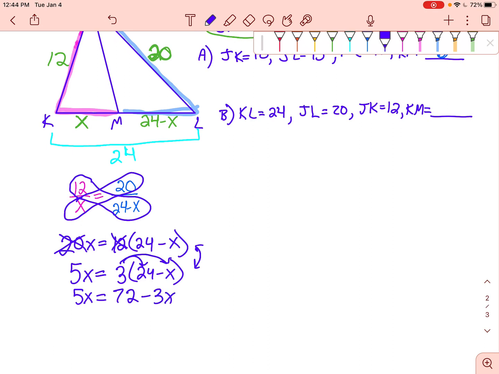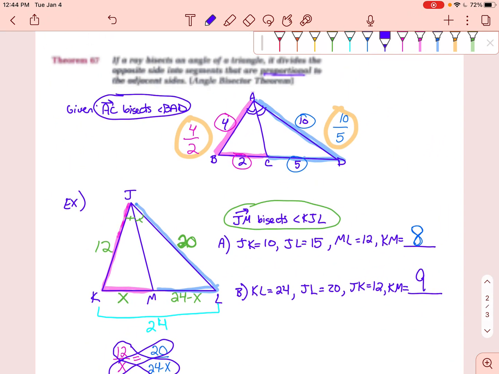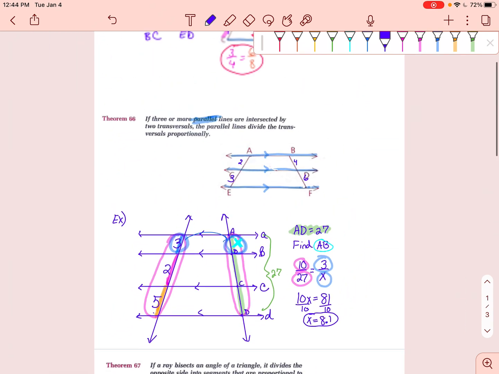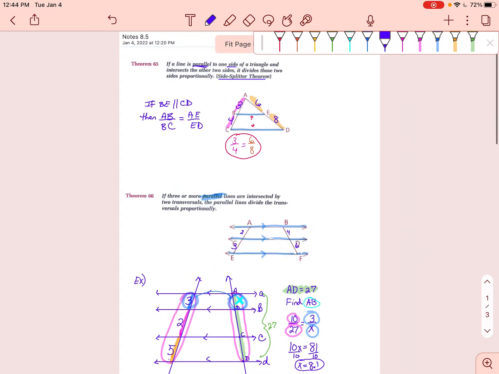And don't forget to distribute the 3 to this x here. We're going to add 3x to both sides. And then you go ahead and divide, and you get x is equal to 9. Okay, go back. KM should be 9 for our missing side length. And that's it. So again, if you have an angle that's bisected, it splits those chunks into proportionate chunks. And same with the side splitter theorem: if you have parallel lines, then those little chunks are proportionate to each other.